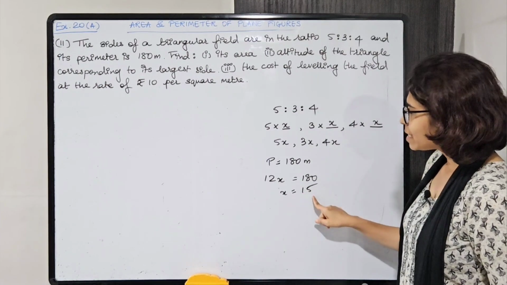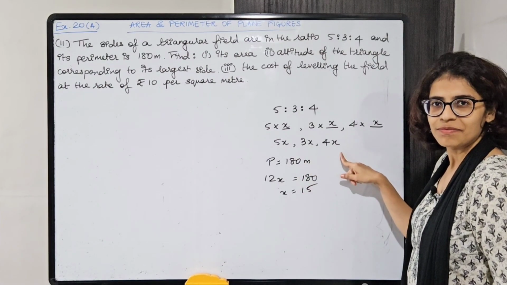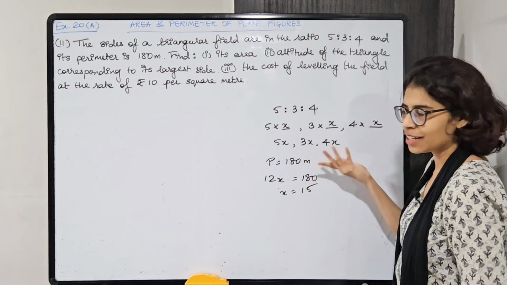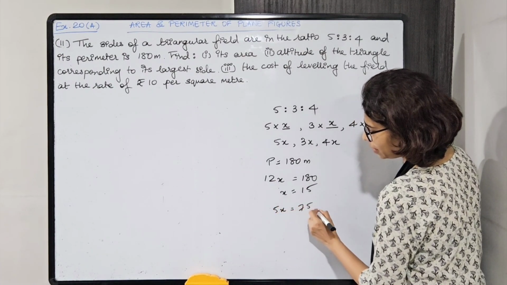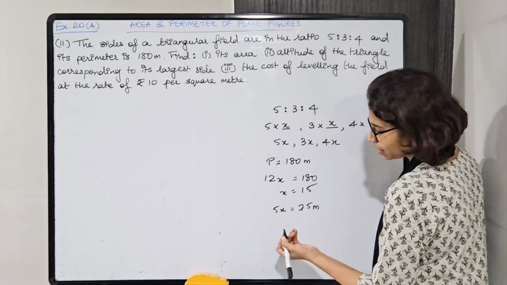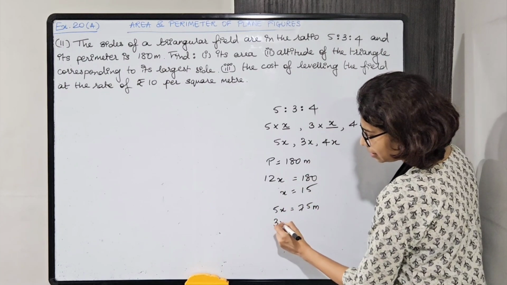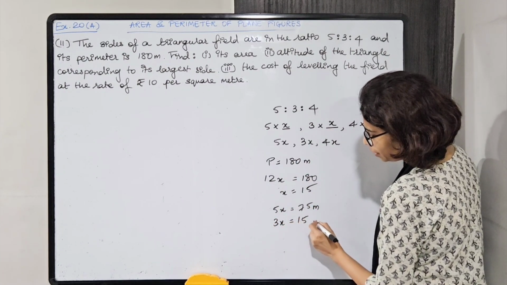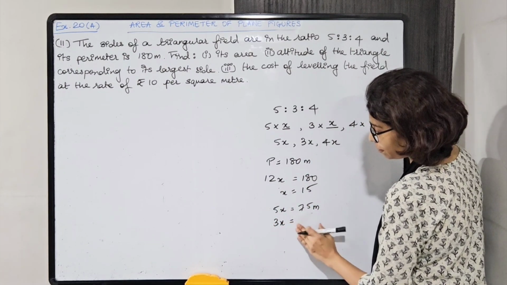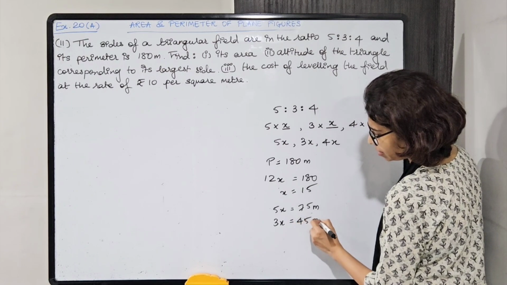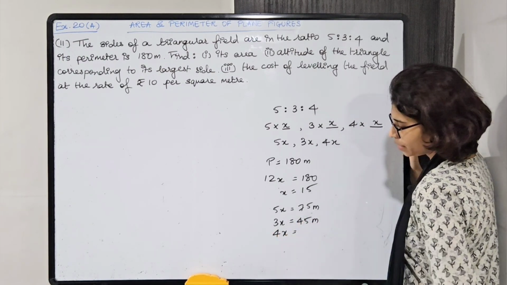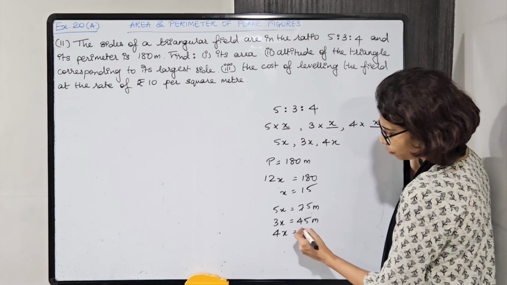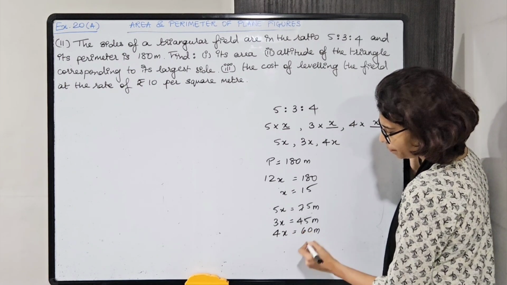So we got x, so we will get the sides too. You just have to put the value of x. So 5x will be 5 into 15, that is 75 meters. What else? 3x, that will be 45 meters, right? And 4x, so that will give 4 into 15, 60 meter.